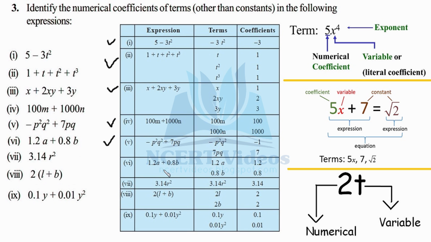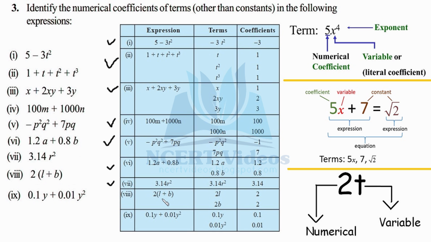Sixth, 1.2a plus 0.8b. Again, we will consider both 1.2a and 0.8b, and the numerical coefficients of these both terms are 1.2 here and 0.8 here. Seventh, 3.14 r squared. So this is the only term, therefore writing it. The numerical coefficient of this r square, that is the literal coefficient, is 3.14.